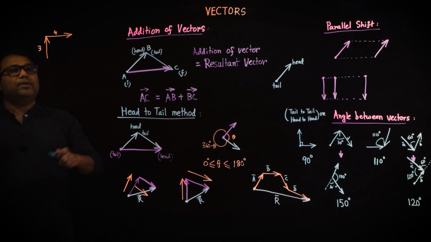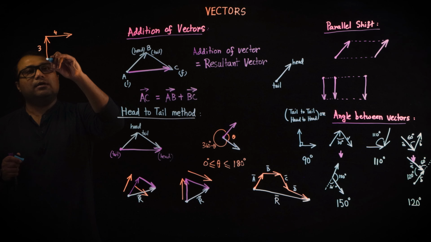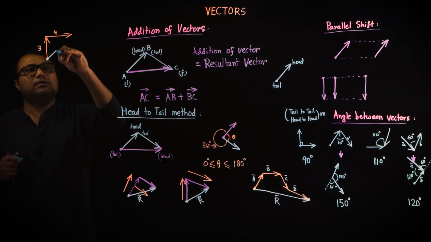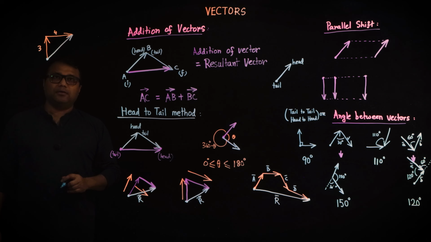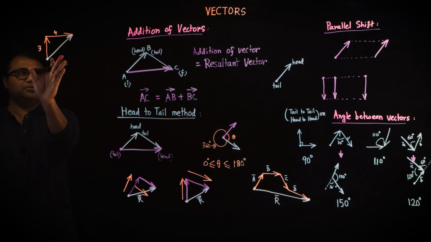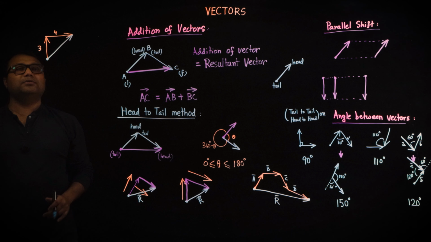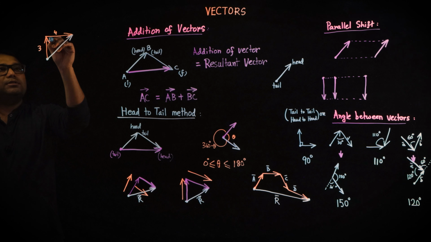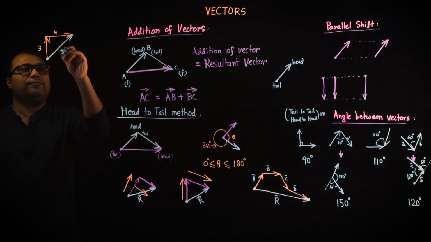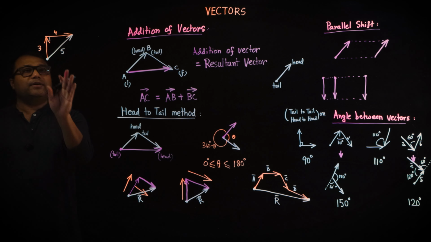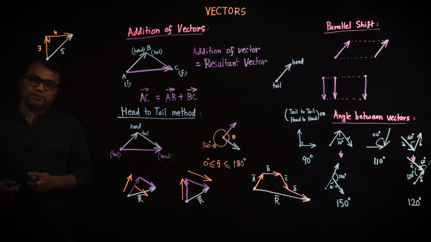So I know how I will get the resultant vector. I will connect the tail of the first vector to the head of the second vector. This is my resultant vector with the direction. So this is the direction, this is my magnitude. Now I can use Pythagoras theorem in this right angle triangle, and I know this will be 5. So the resultant vector is 5 in this direction.